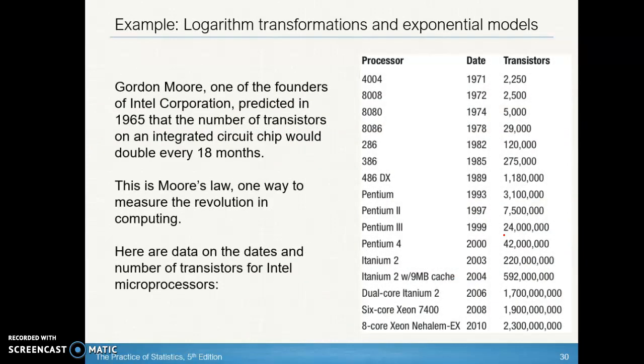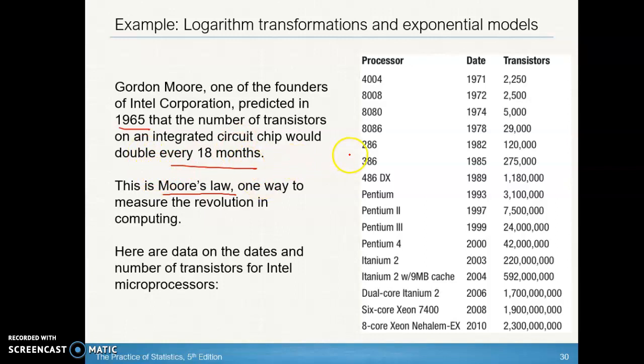Okay, so if you would like to try this, you can. Gordon Moore, one of the founders of Intel Corporation, predicted in 1965 that the number of transistors on an integrated circuit would double every 18 months. And for those of you who have taken computer science, you might know that this is Moore's law. So technology is doubling every 18 months.